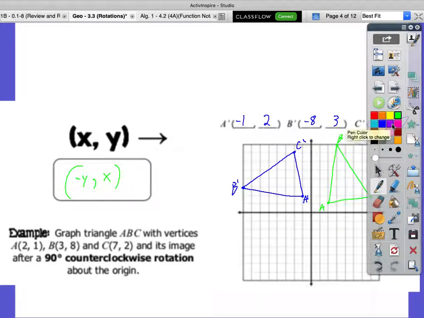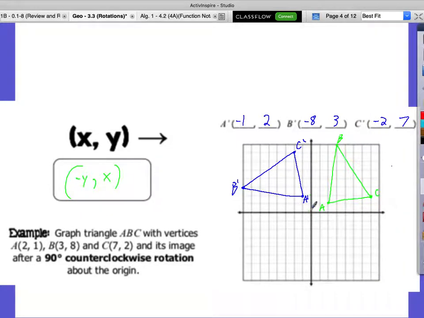So what you can do though is say, hey, I go 2 to the right, 1 up. So now if I look this way, I'm going to go 2, 1 up. If I turn myself to the side or turn the paper, I know I'm going to be over here now because it's 90 degrees to the left, counterclockwise. Or if I look at C, I'm going 7 to the right, 2 up.